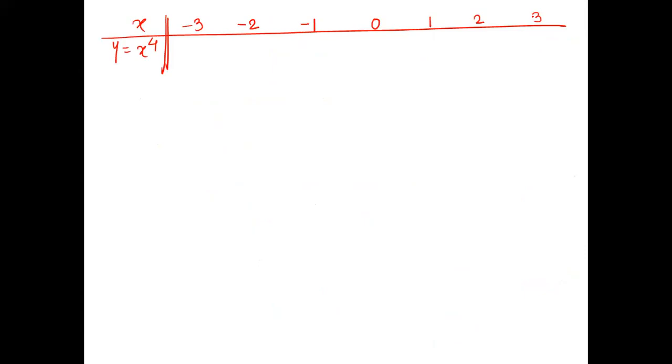Is that correct? If h is 1, yes. Sure. So find the value of this x raised to 4. Means -3 raised to 4. What is the value? 81. Good. Then -2 raised to 4, 16. -1 raised to 4, 1. So 0, 1, 16, 81.